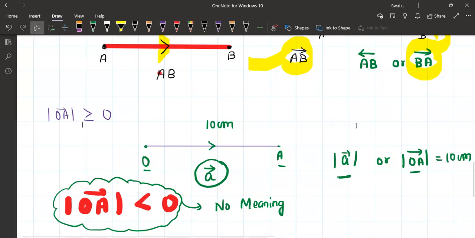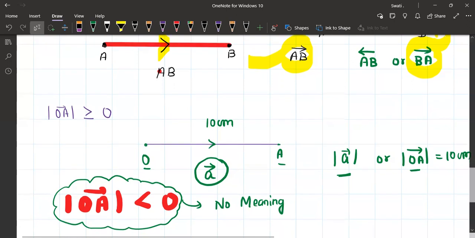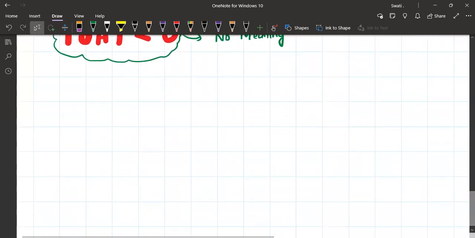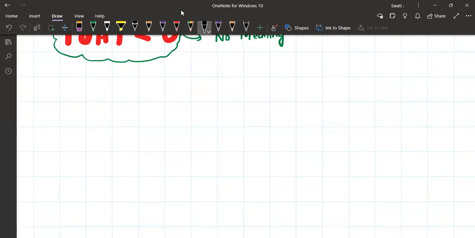So I hope the representation of vector, how we represent the vector, and what can be the possibility of the magnitude of a vector, all these parts are clear. So let us go to the next part, which is types of vectors.